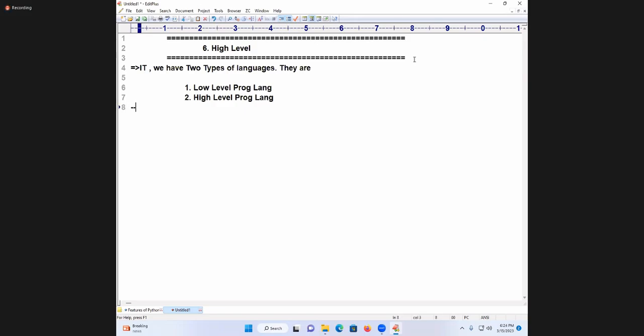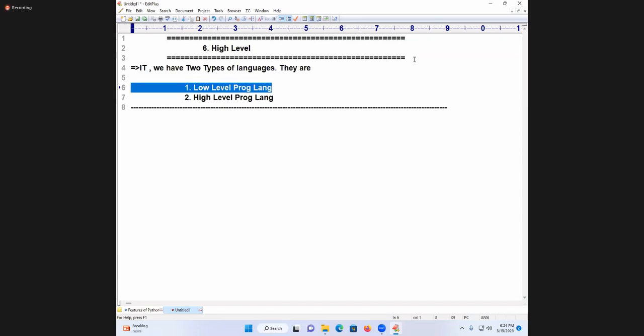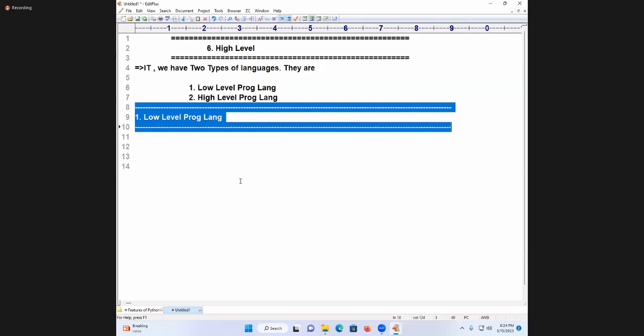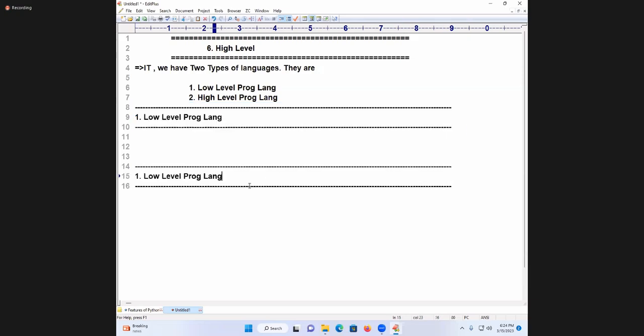What do you mean by low level programming language, according to your knowledge? Don't try to give memorized kind of definitions, because it's very dangerous. What is meant by low level language? I'll explain. What is high level programming language also I'll explain. Later we can conclude what the Python language is. This is called high level programming language.